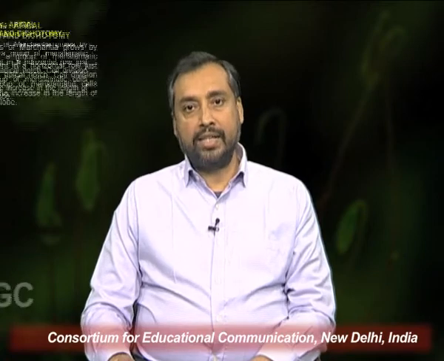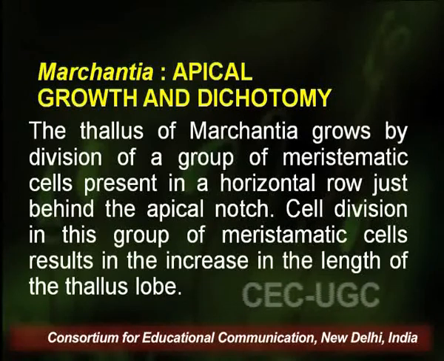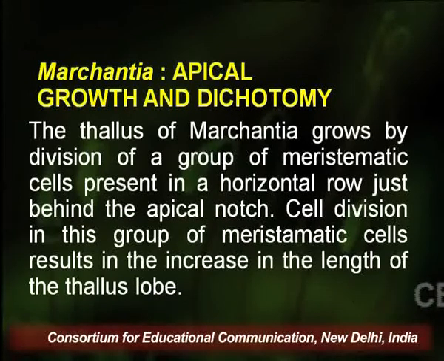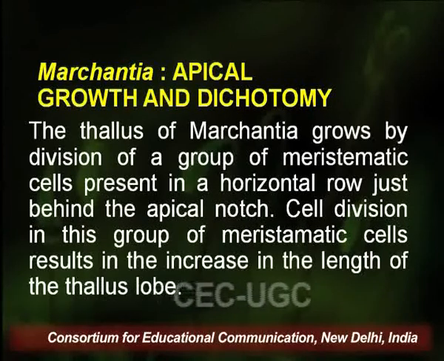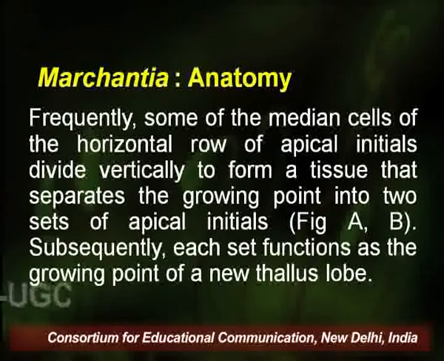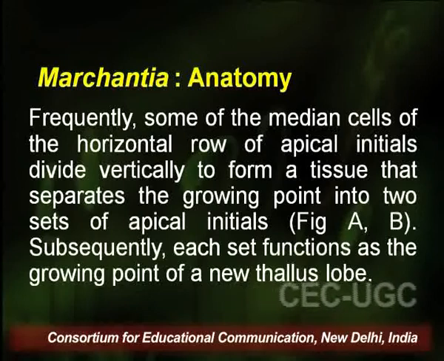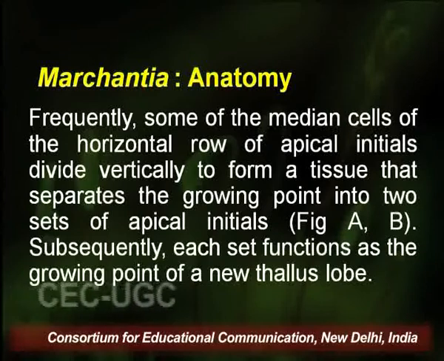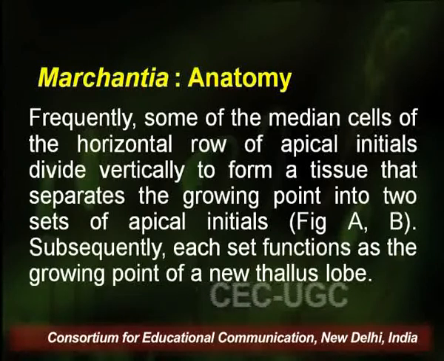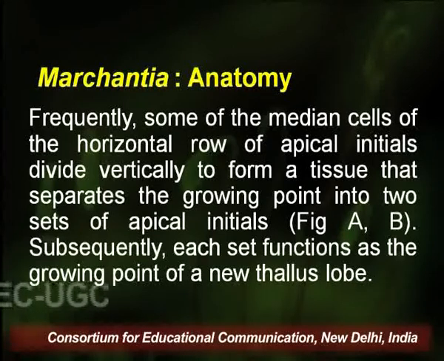The thallus of Marchantia grows by division of a group of meristematic cells which are present in a horizontal row just behind the apical notch. The cell division in this group of meristematic cells results in the increase in the length of the thallus lobe. Frequently, some of the median cells of the horizontal row of apical initials divide vertically to form a tissue that separates the growing point into two sets of apical initials. Subsequently, each set functions as the growing point of a new thallus lobe.